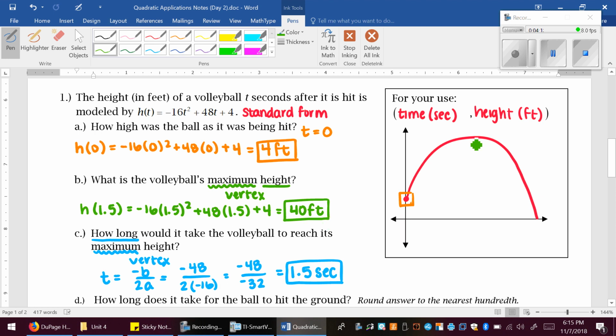And I know this is correct because if I go over to my graph, the maximum is the top point, the top of the parabola there. Part B was asking for the height. Part C was asking for the time.